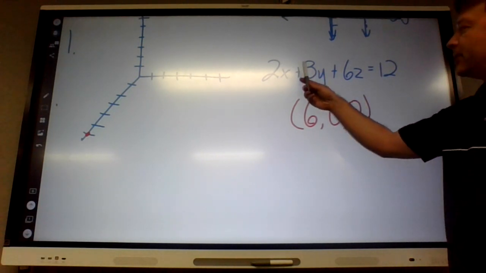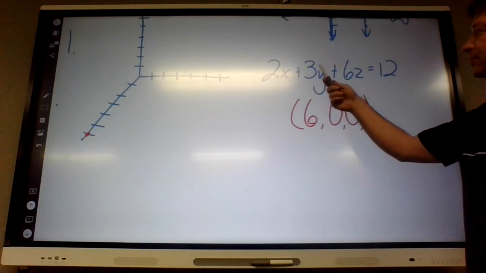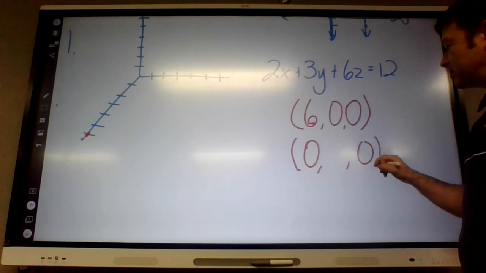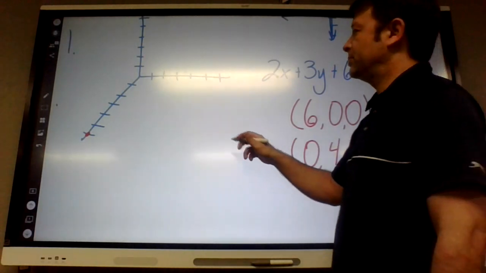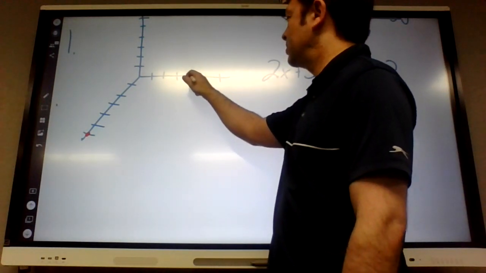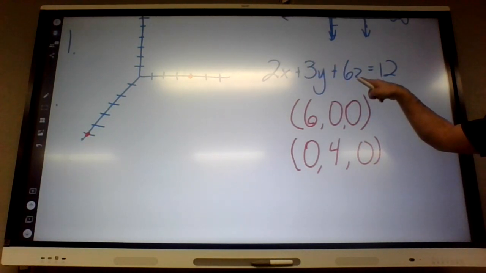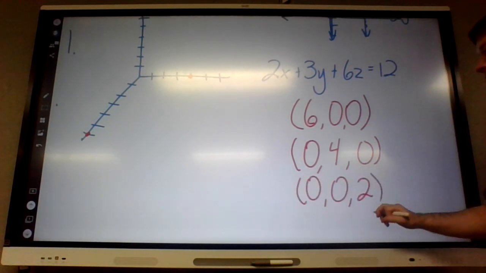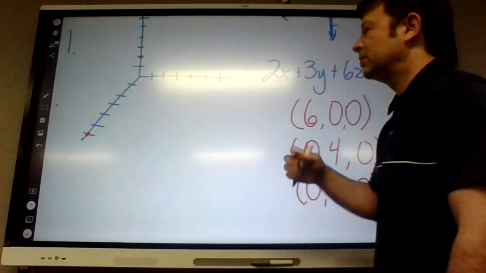Okay, and then same thing with the y value. I'm going to make the x and z 0, so I would get 3y equals 12. So 12 divided by 3 is 4. So if x is 0 and z is 0, the y value is 4. So 0, 4, 0, which on the graph would be right there. And then for the z, 0, 0, 2. Right, so 0, 0, 2, and that would be right there.